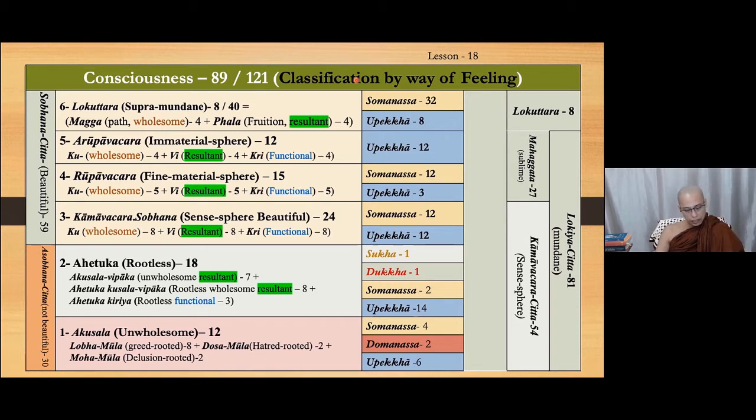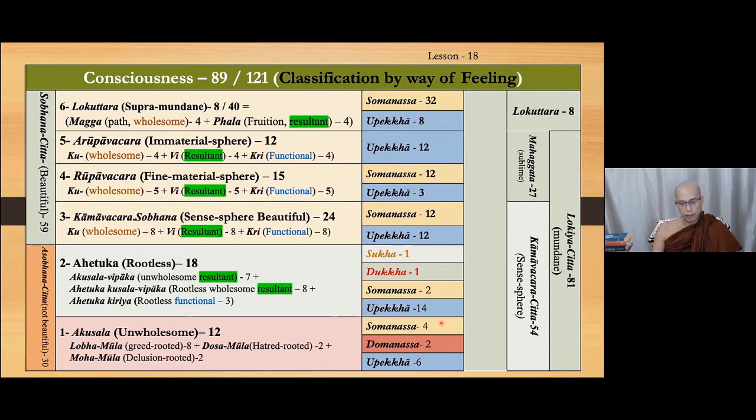And here in lesson 18, we study consciousness classified by way of feeling. So here you see the different types of feelings in the different groups of consciousness. From the bottom, it is the unwholesome group, ahetuka group, and kamavacara sobhana group. So these three groups are sense-sphere consciousness. Then the fourth one, rupavacara, fine-material sphere, and arupavacara, immaterial sphere. And the last one, lokuttara, supramundane.